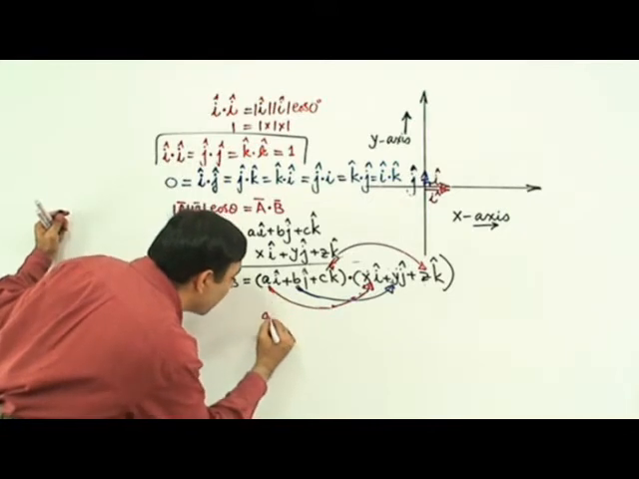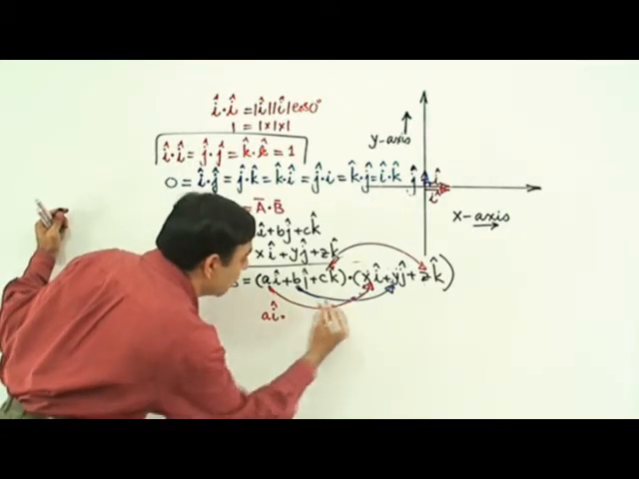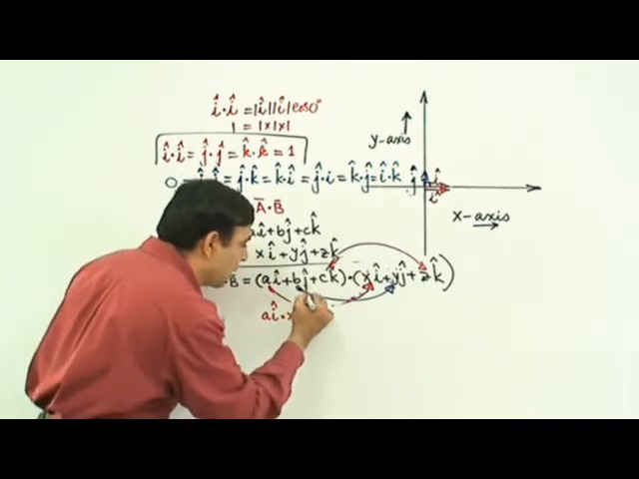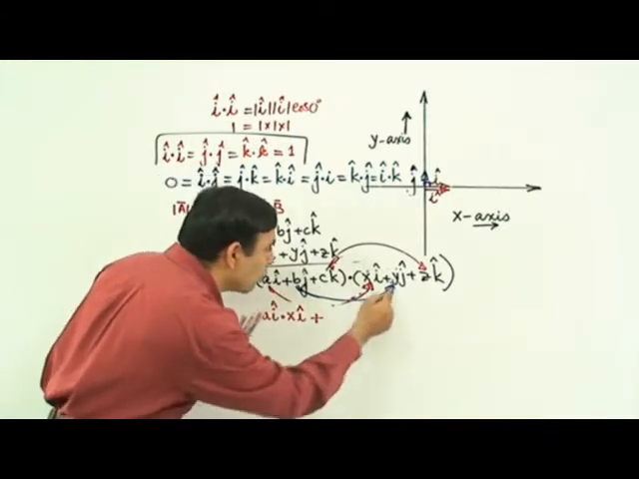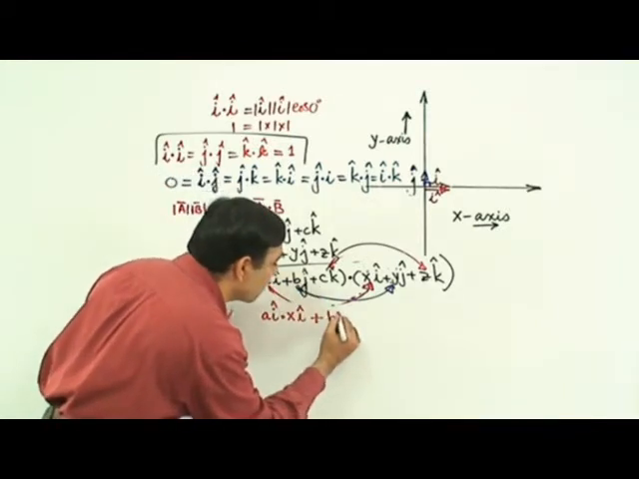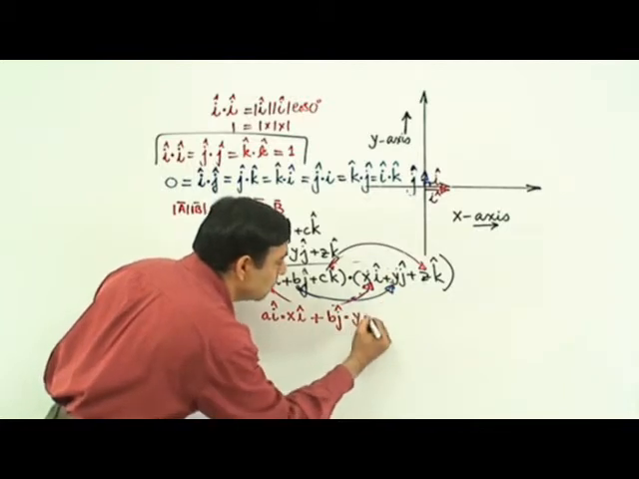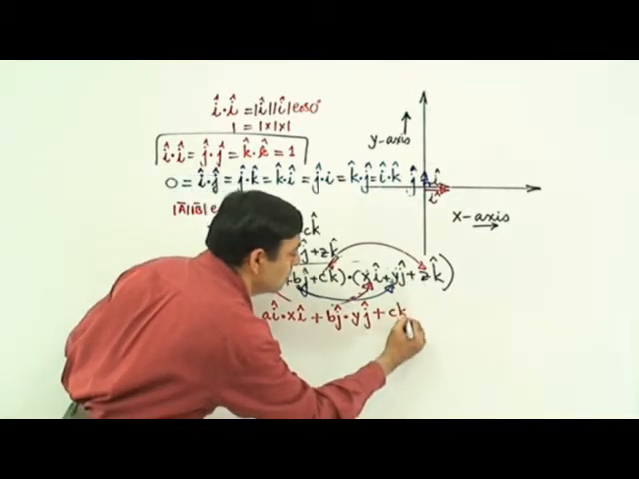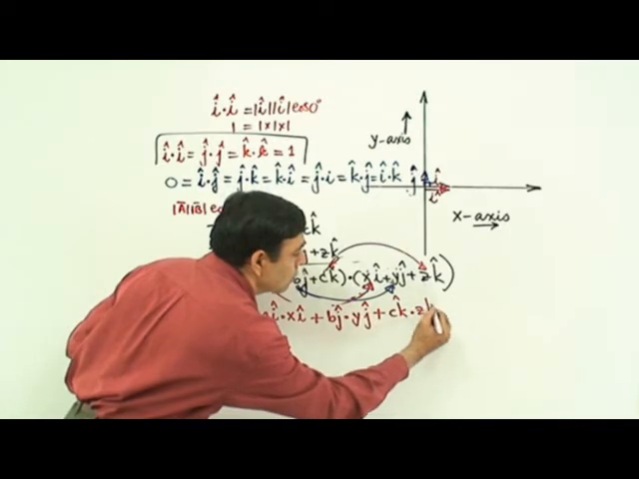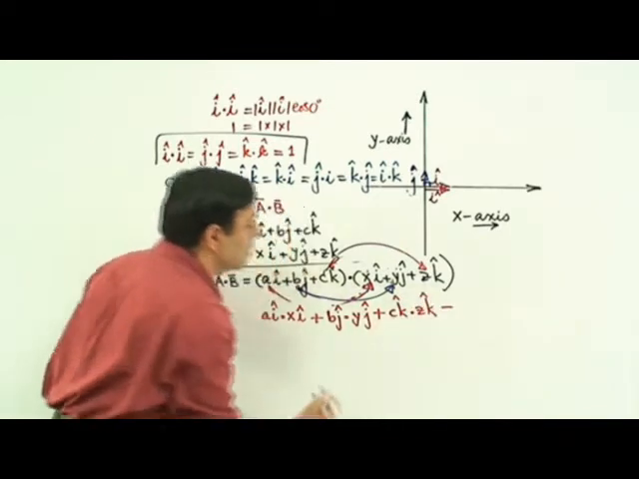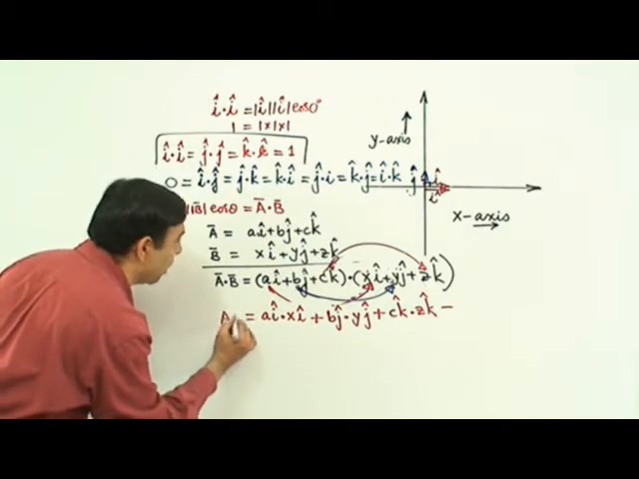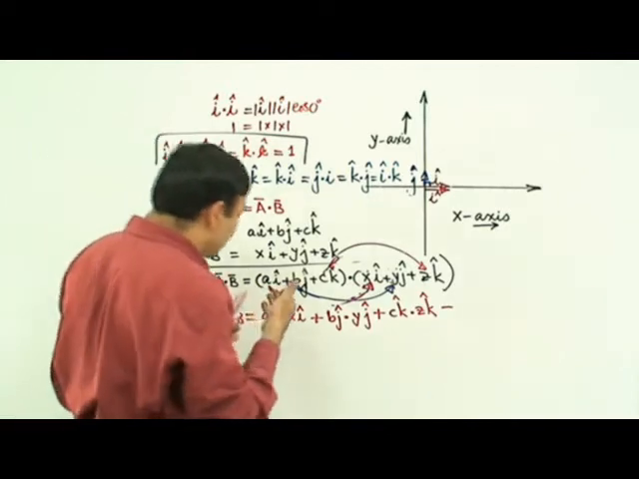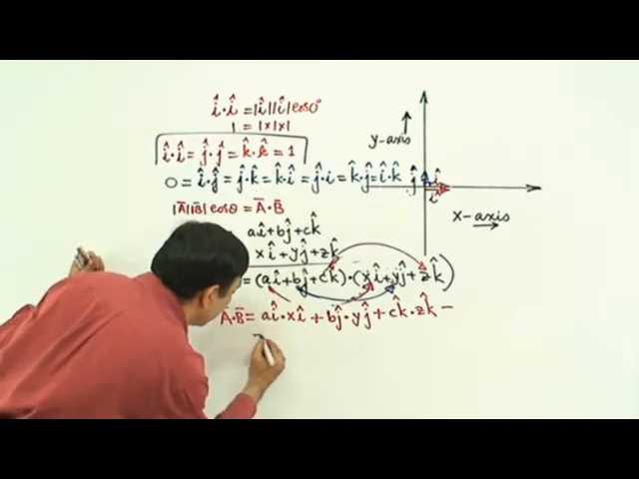So this is ai dot xi, okay, so only the ii term, then the jj term. Straight away you can take the j term now, okay, this dot this is going to be bj dot yj, and then the ck dot zk, okay, ck dot zk. So this is going to be the scalar product in this case. If a and b are these two vectors, then a dot b or scalar product of a and b is going to be this. But again, you know very well what happens here.